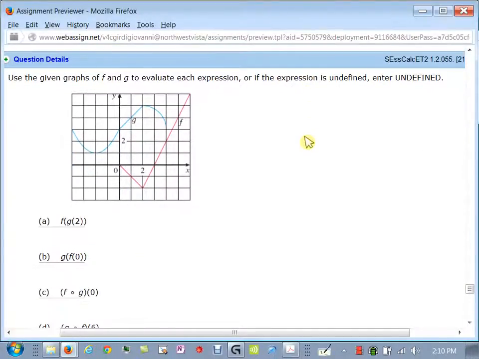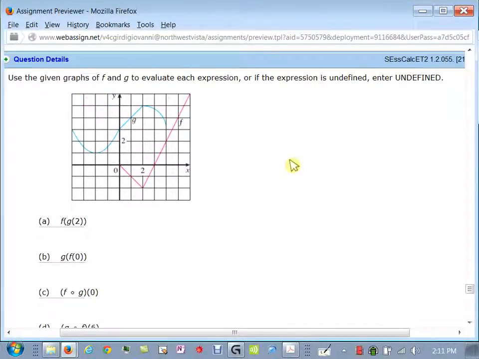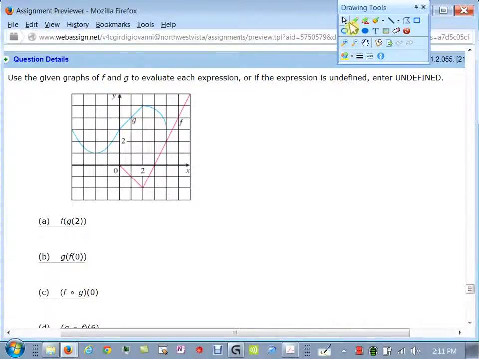Okay, given the graphs of f and g, evaluate each expression or say it's undefined. All right, let's look at this first one here. I want g of 2. Here's g and here's f. So g of 2, I go out 2, I go up, I get this value here, which is 1, 2, 3, 4, 5. So g of 2 is 5, and I'm plugging that into f.